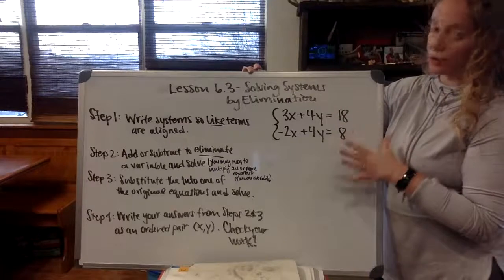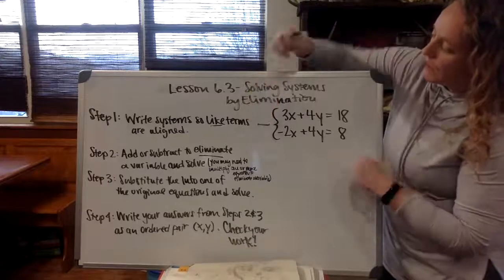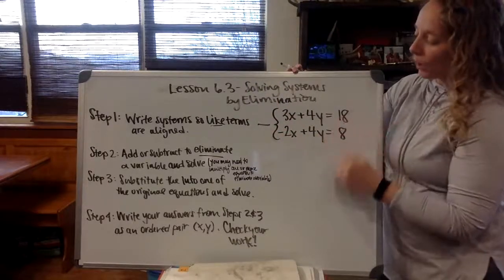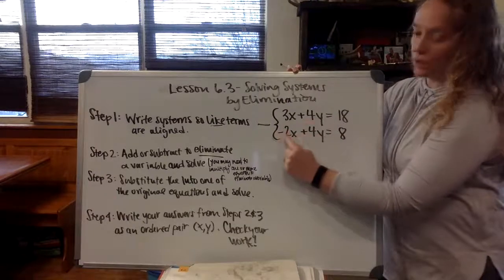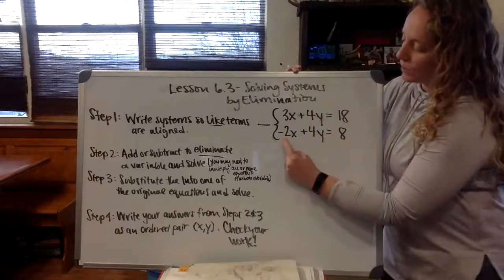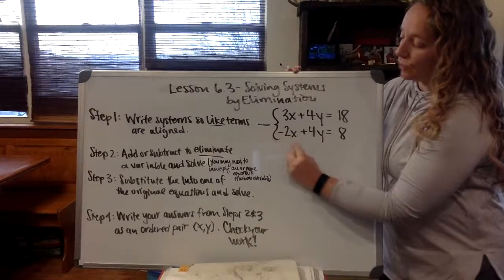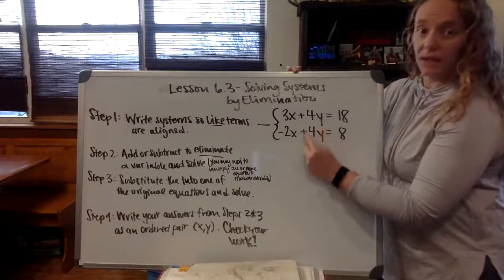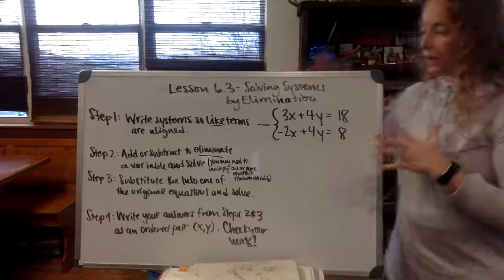You can look at subtraction in a couple of different ways. Essentially, we can say 3 minus a negative 2x or something like that. Or subtraction technically is taking everything in this second equation and multiplying it by negative 1. So if we multiply by negative 1, this negative 2x becomes a positive 2x. This positive 4y becomes a negative 4y. This 8 becomes a negative 8. So you can look at it in a couple of different ways.